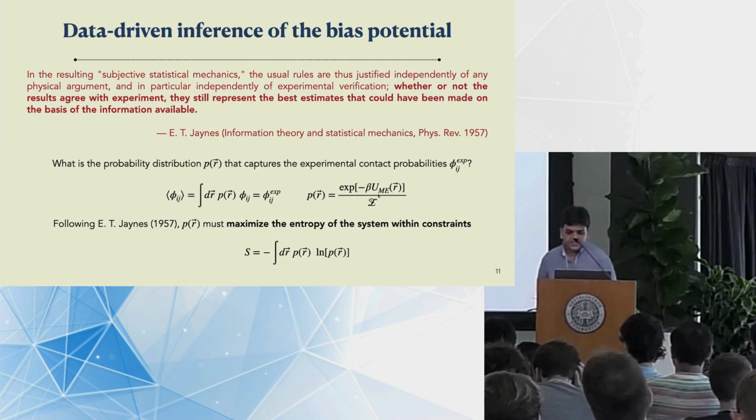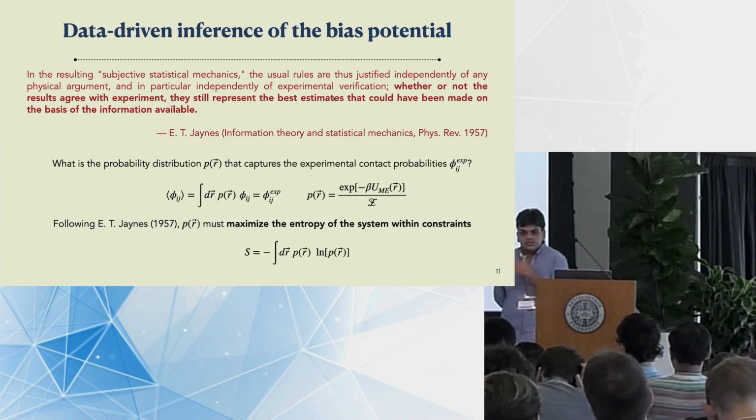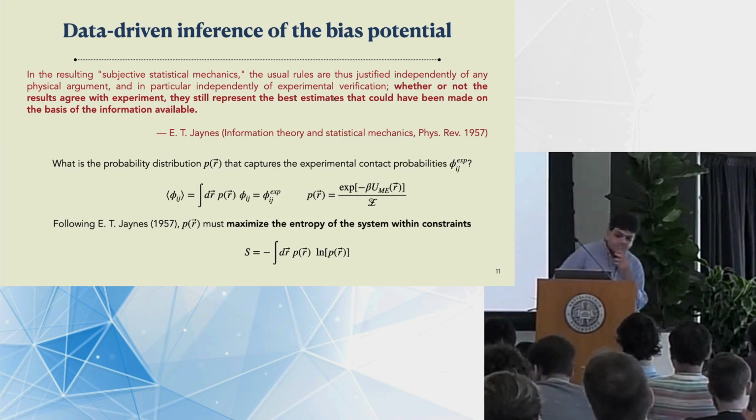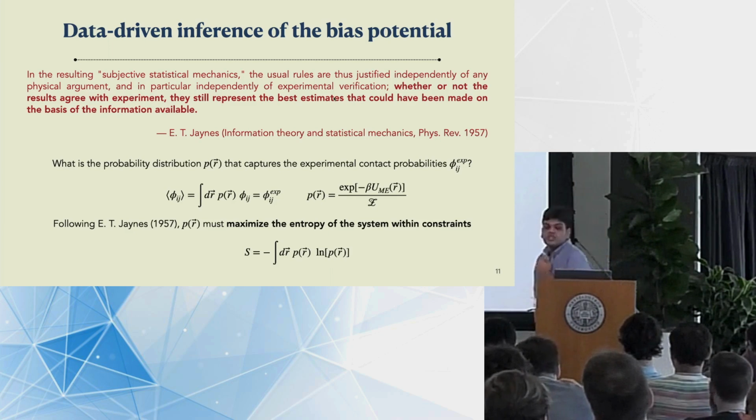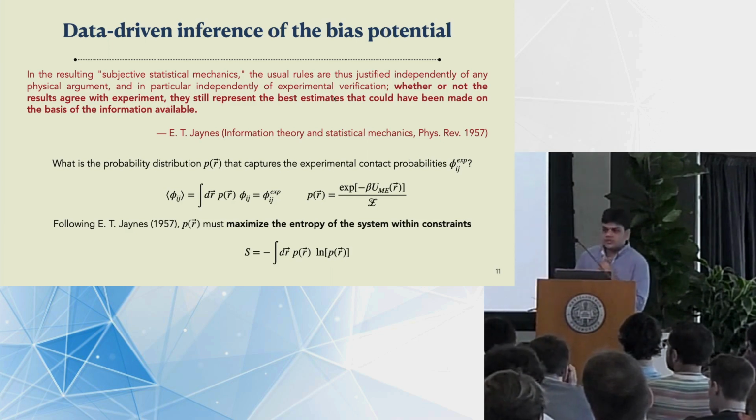I find this line very interesting and very informative. What it's basically telling us is that if you go through this approach and your results don't agree with experiments, it doesn't necessarily mean your model is wrong. What it means is that you have not incorporated all the constraints from the experiment. I find that very insightful when doing these kinds of modeling.